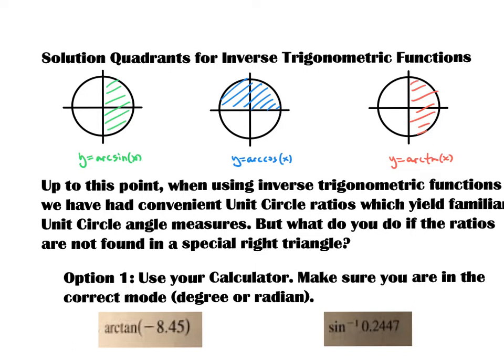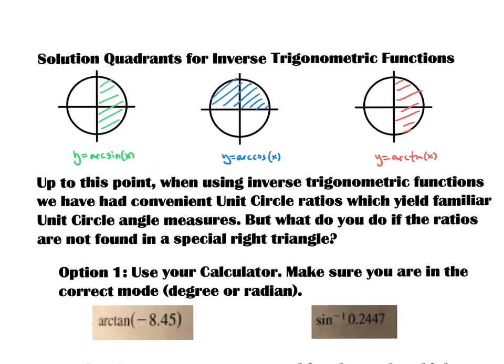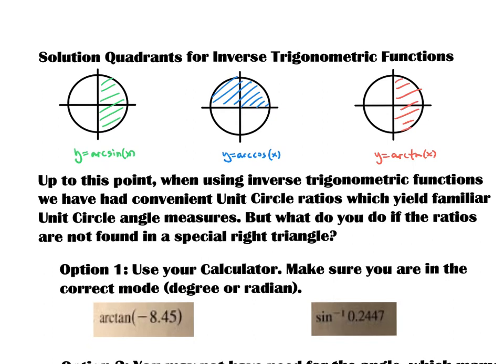So up until this point, when using inverse trig functions, we have had convenient unit circle ratios. Unit circle ratios, what I call unit circle ratios, are those that show up in special right triangles, which yield for us familiar unit circle angle measures. But what do you do if these ratios are not found in special right triangles?